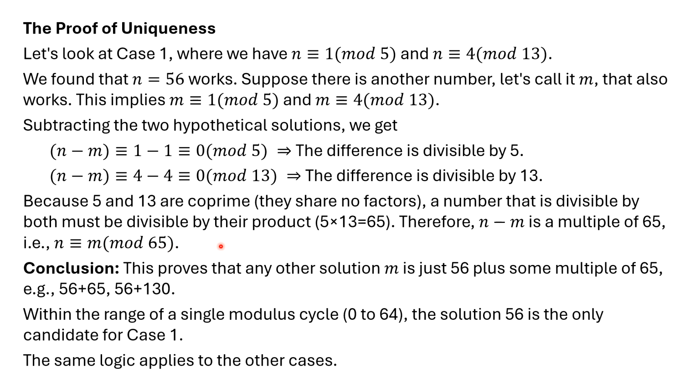So this proves that any other solution m is just 56 plus multiples of 65, but that was the solution we described for case 1. Remember, it was 56 mod 65. So nothing new comes out of this if we assume another solution. We just fall back into the original solution. And so that proves that we have uniqueness in case 1, and you can do something very similar for the other 3 cases.